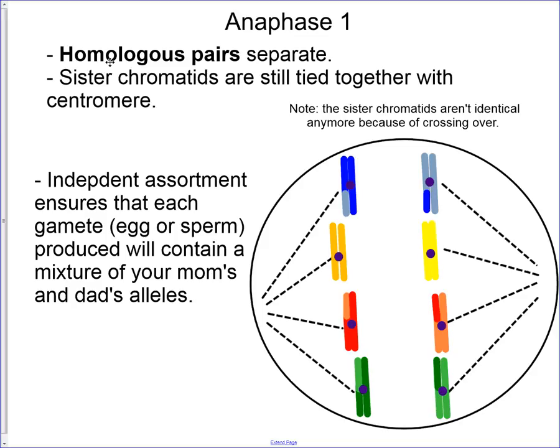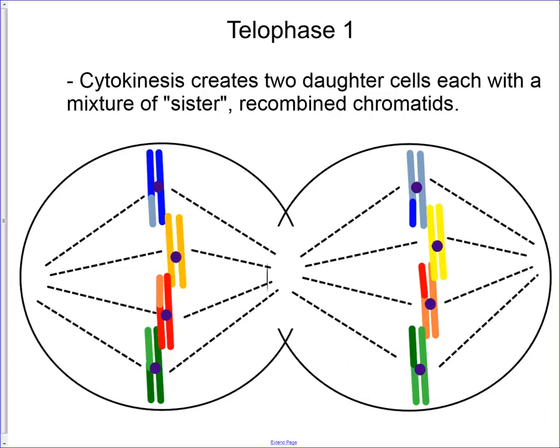Anaphase 1, the homologous pairs will separate, so the tetrad is no longer there. It's kind of disappeared. The sister chromatids are still tied together with a centromere, though. That's important. But again, they're not really sister chromatids because of crossing over. In telophase 1, the cytokinesis will create 2 new daughter cells, each with that recombined sister chromatids.